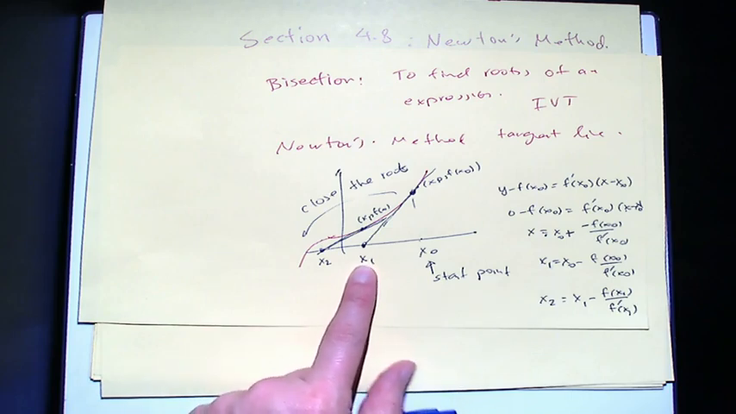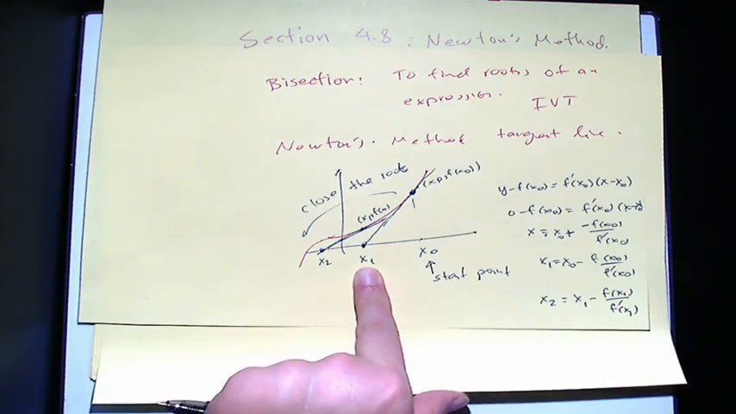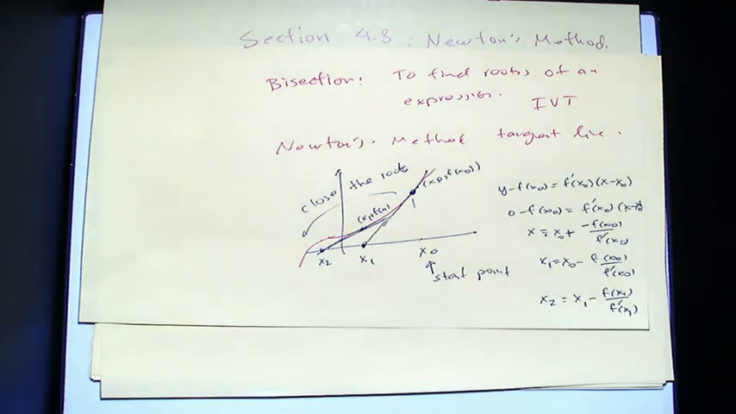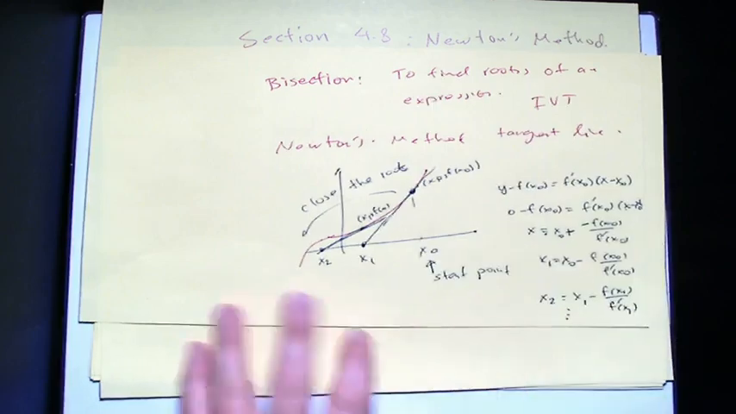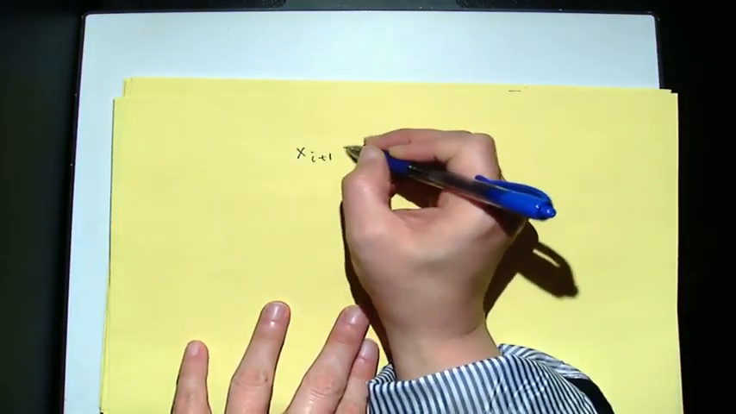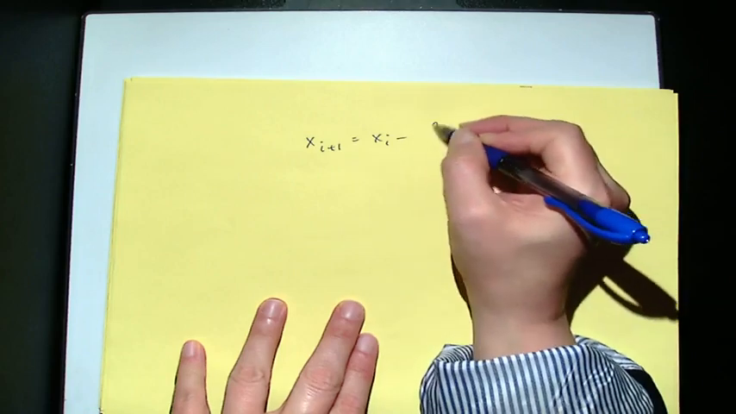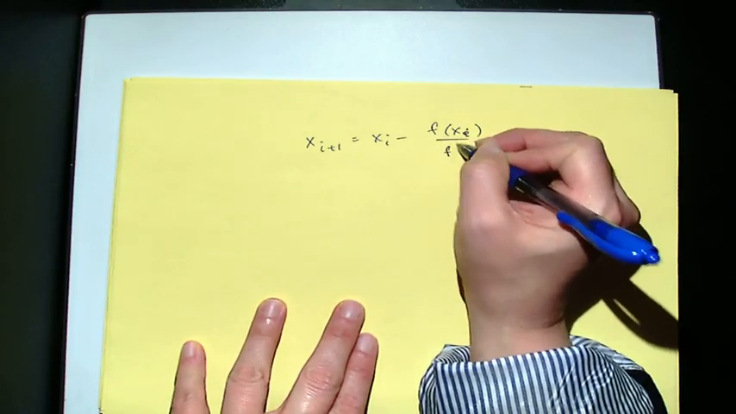This is also called in Calc 2 a sequence. So you find a sequence, basically a successive sequence of numbers, and they converge to a root. Now, given this, the overall formula looks like this: x i plus 1 is equal to xi minus f of xi over f prime of xi.